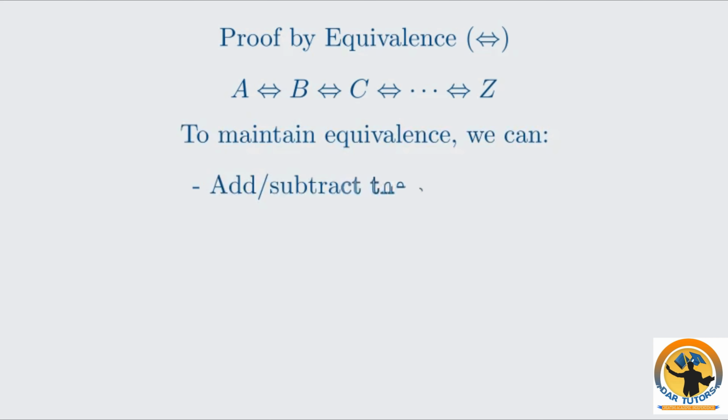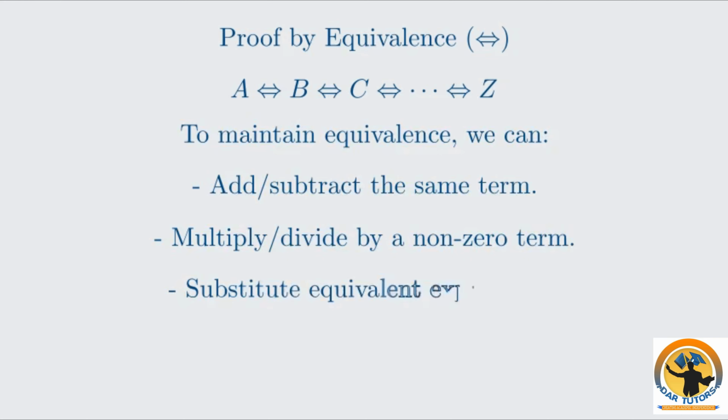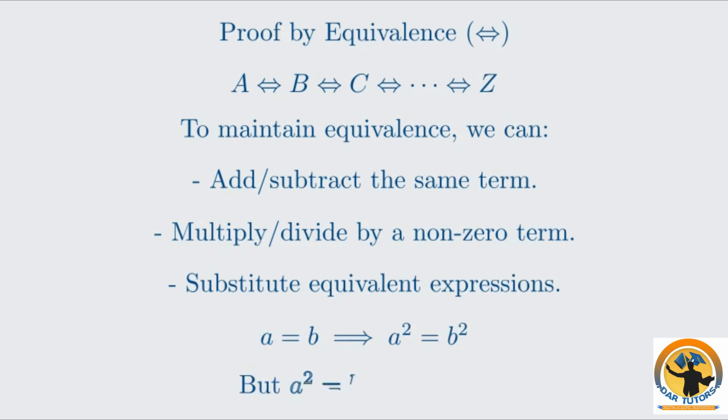To maintain equivalence, we can add or subtract the same term from both sides of an equation, or multiply or divide by a non-zero term. We can also substitute equivalent expressions. However, there are some operations that do not maintain equivalence. Squaring both sides of an equation is a classic example. Consider the equation a equals b.